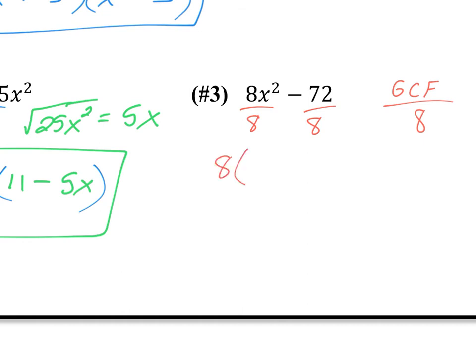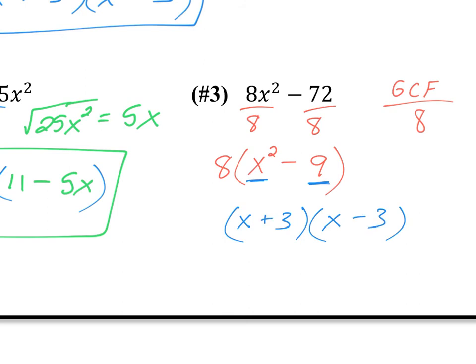So 8's in the front. x squared minus 9 is the leftovers. Okay, and what do you notice about x squared and 9? They're both perfect squares. So now you think, okay, what is the square root of x squared? It's x times x. What is the square root of 9? 3 times 3. And it's a plus and a minus.